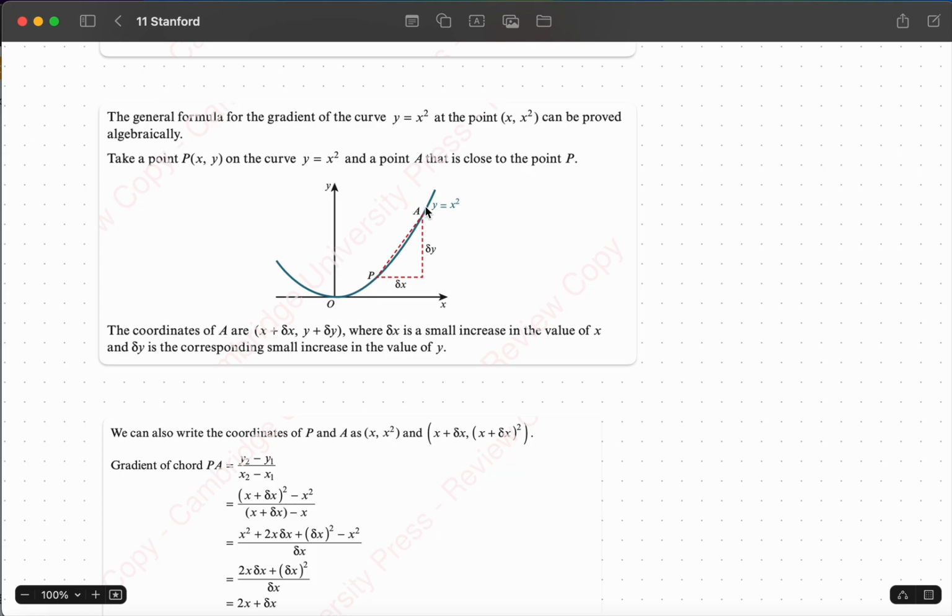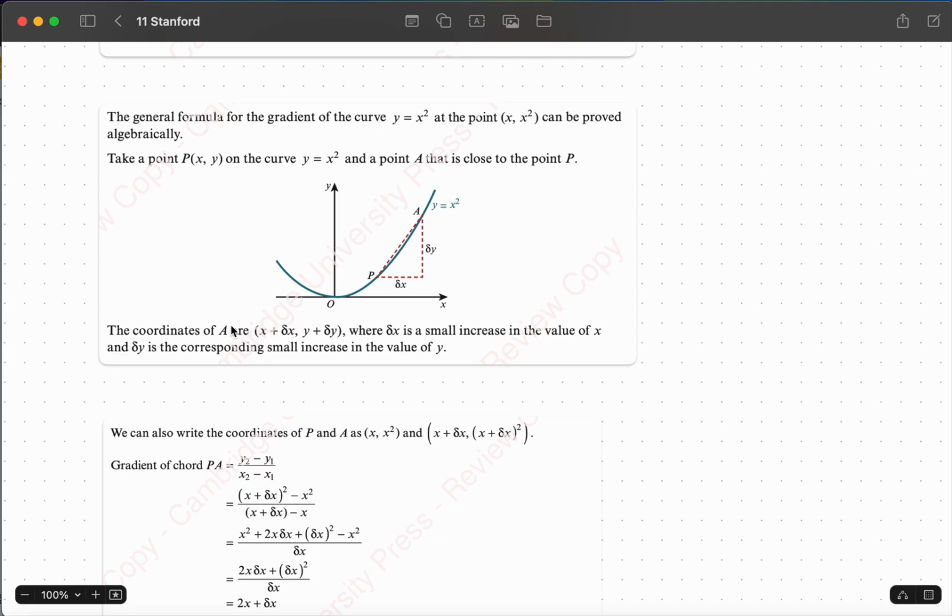Because we need to draw this, it looks like it's very far away, but actually it's very close. So this is the point A and this is the point P. The point P is (x, y), and A is also on the graph of x squared. Now, when we draw a triangle here, the distance from A to P for y we call delta y, and for x we call delta x.